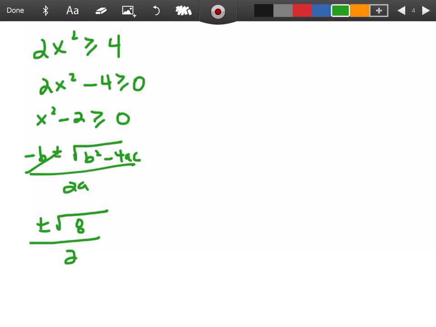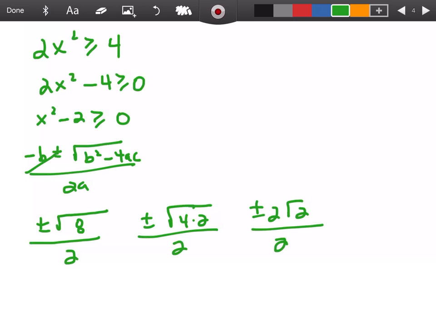So square root of 8 is the same as, I'm going to write over here, 4 times 2, right? And you can do the square root of 4. That's going to be equal to just 2. And then you have a 2 on top and 2 on the bottom. They cross off. So your final answer is plus or minus square root of 2. Now remember, that's what x is.